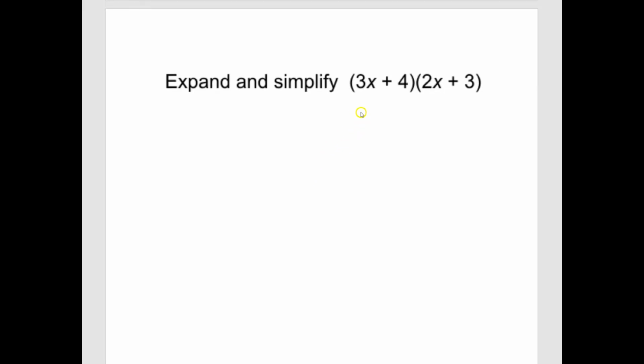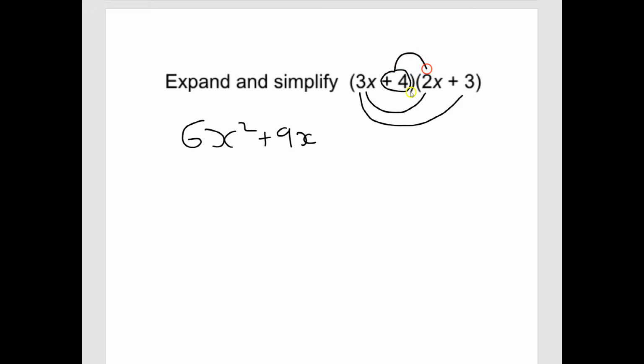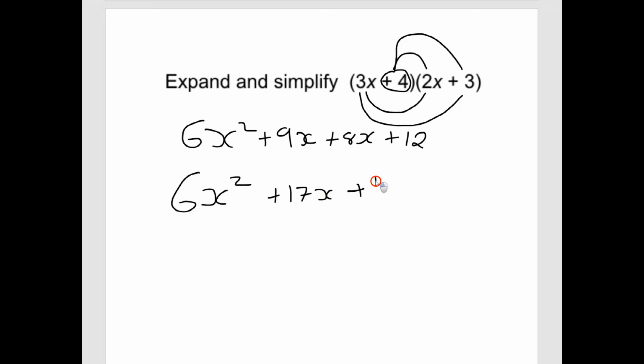We now have a slightly trickier one, so we have to do first 3x times 2x, that's 6x squared. 3x times plus 3, that's plus 9x. Then we have to do the inside. Plus 4 times 2x is plus 8x. And I'm emphasizing the plus because if it was a minus 4, you would have a minus 8x here. Now, plus 4 times plus 3 is plus 12. Now I simplify. I have no other x squared terms. I've got 6x squared. 9x plus 8x is plus 17x. And then I've got plus 12.